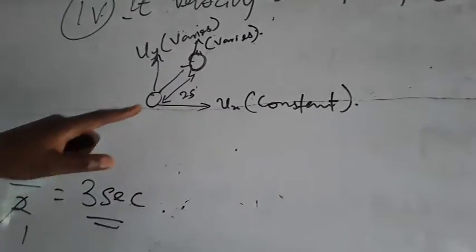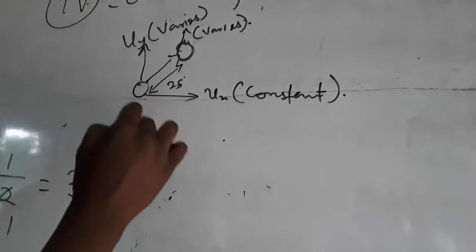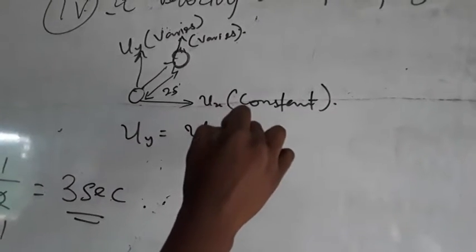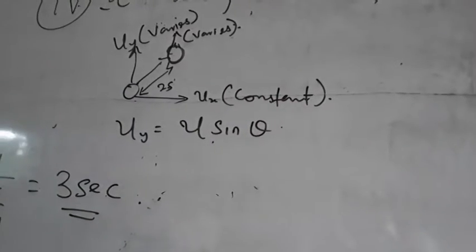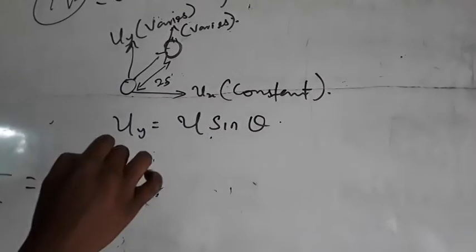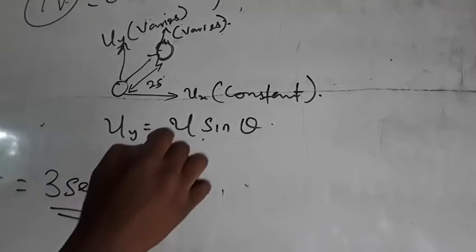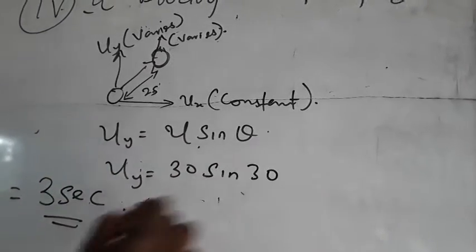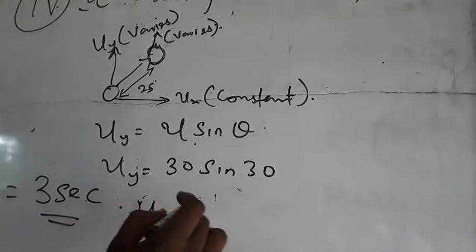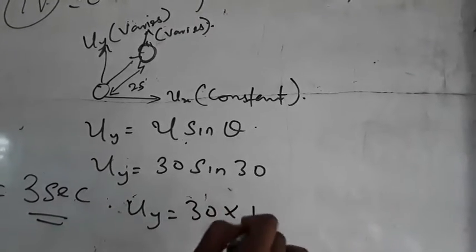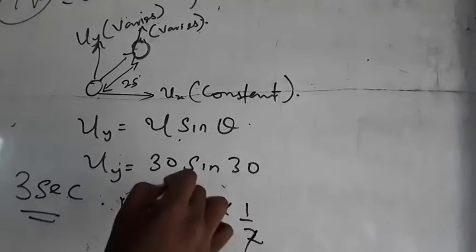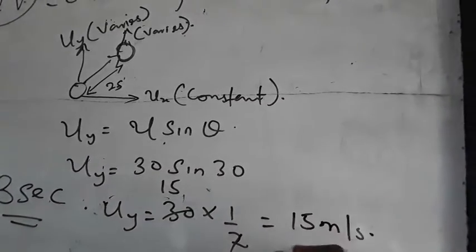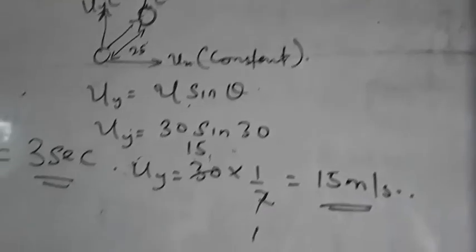So at this particular point, we are going to be using uy, which is u sine theta. Are you getting me? So uy equals 30 sine 30. So uy equals 30 times 1/2, which is 15 meters per second. Answer.